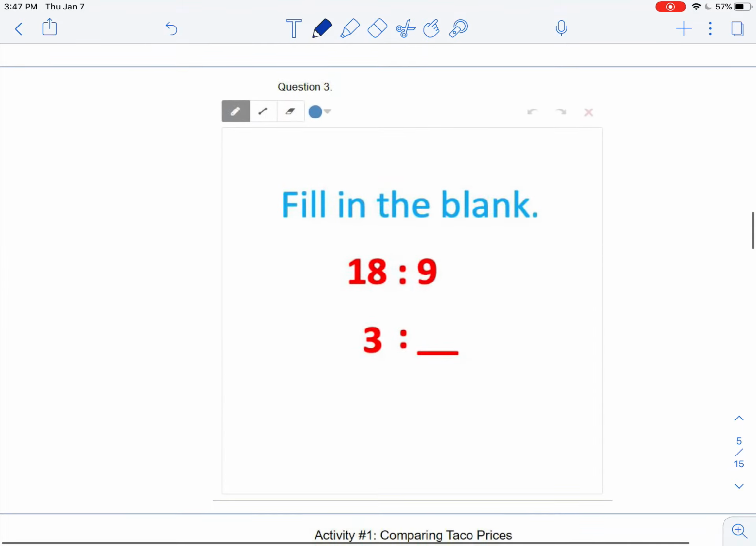Now, question 3 works in the same way. We want to figure out the relationship between 18 and 3. 18 divided by 6 is 3. Remember, we're talking about proportional relationships, so we always need to use multiplication or division. And that means we'll divide the other side by 6. 9 divided by 6 is 1.5, and you might need a calculator for a question like that since it's not a math fact or a whole number.